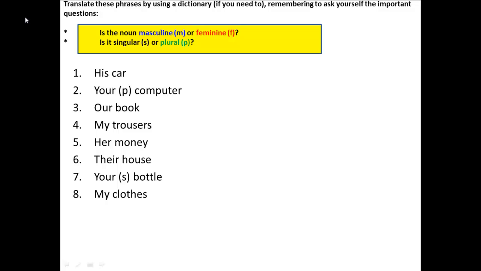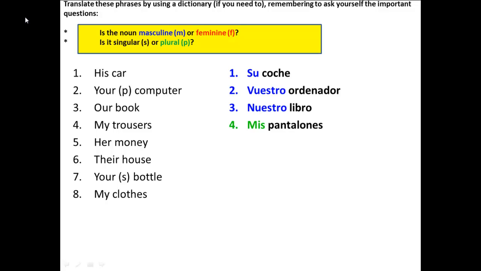Número 1. His car. Su coche. Número 2. Your computer. Vuestro ordenador. Número 3. Our book. Nuestro libro. Número 4. My trousers. Mis pantalones. Número 5. Her money. Su dinero. Número 6. Their house. Su casa.